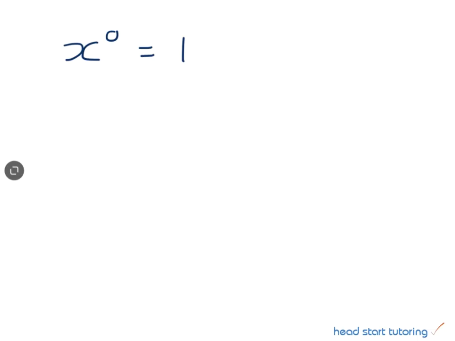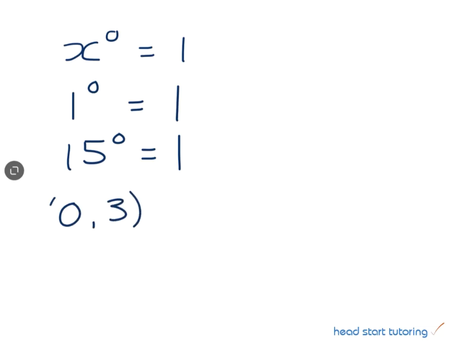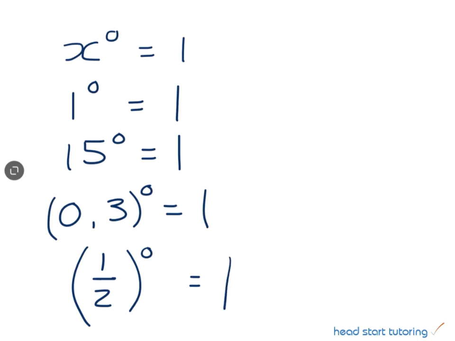So an example of this, 1 to the power of 0 is going to be 1. 15 to the power of 0 is going to be equal to 1. 0.3 to the power of 0 is going to be equal to 1, and a half to the power of 0 will be equal to 1. So as you can see, as soon as the power is 0, we have an answer of 1, no matter what this base number might be.